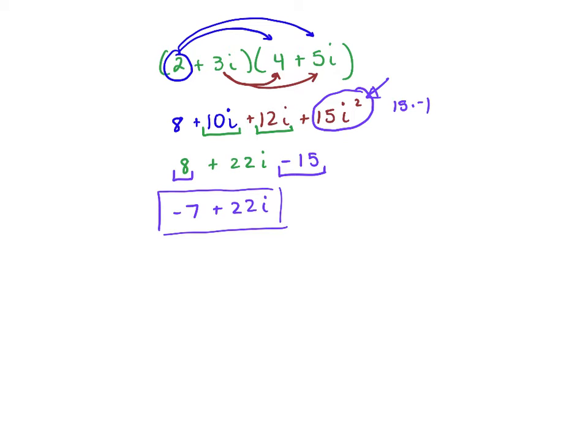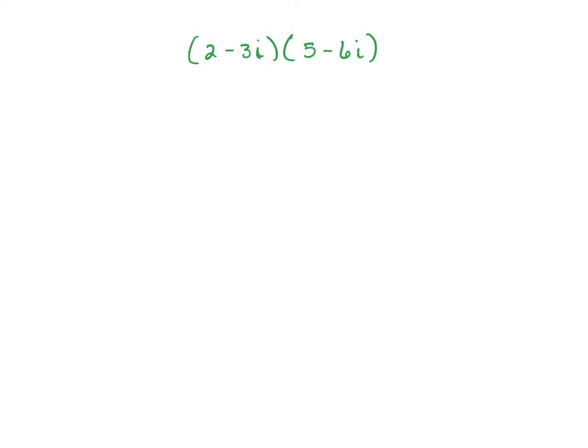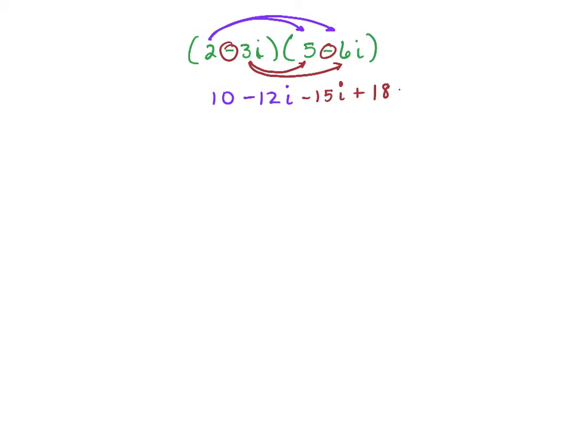Last example, very similar to it, but I want you to see one with some minus signs inside of the two complex numbers. So let's distribute this 2. 2 times 5 is 10. 2 times negative 6i is negative 12i. Distribute negative 3i, that's negative 15i, negative 3 times 5i. And then distribute it here. So we get a negative times a negative, that's going to be a positive. 3 times 6 is 18, and i times i is i squared.